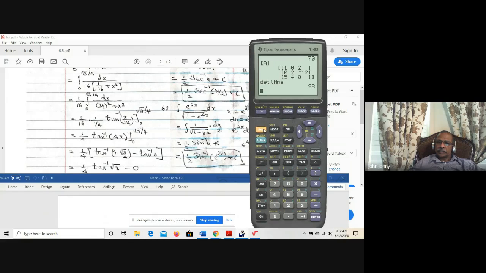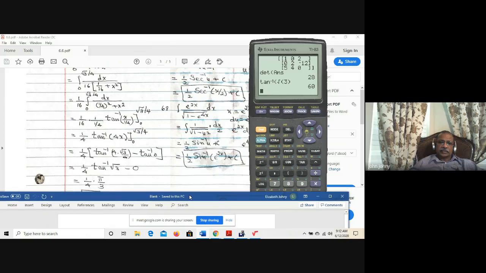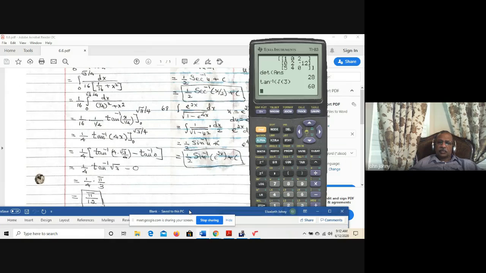So second tan, square root of 3, which is 60 degree. 60 degree is the same as pi over 3 radians. So 1 over 4 times pi over 3. So that is pi over 12.